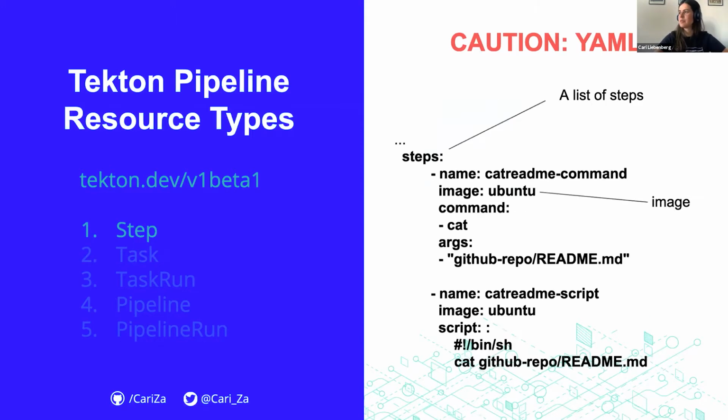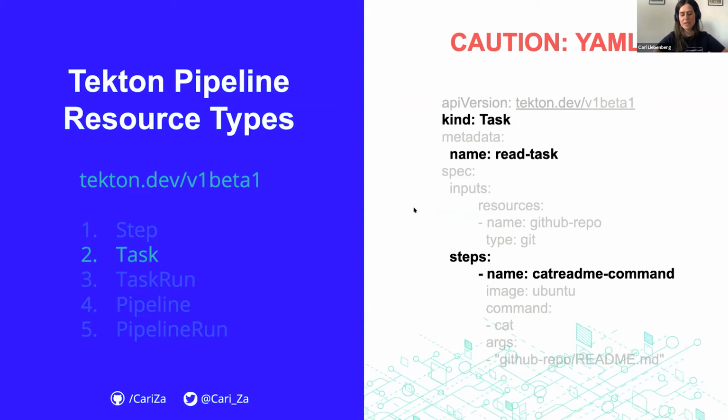Oh, sorry, one step back. You provide either the command, or if you want to run a script, you can run a script. So it gives you that declarative and imperative choice. Do you want to go the declarative route? Then use command. Do you want to go the imperative route? You can still do that with script. These two examples are just two different ways of doing a cat on a README file.